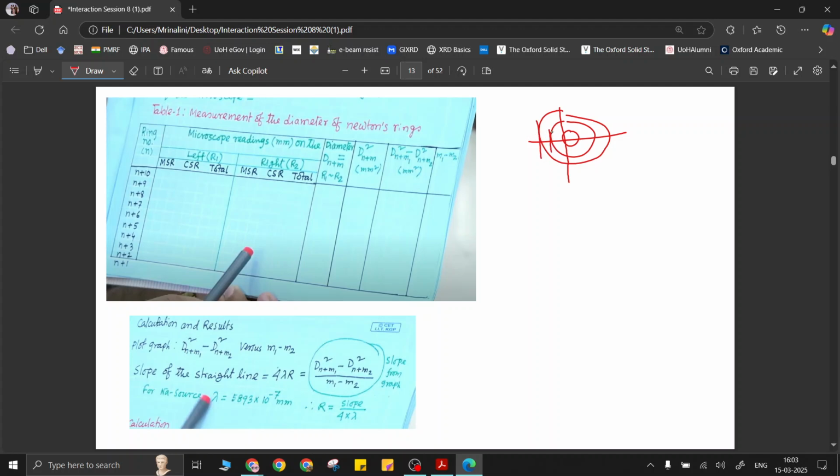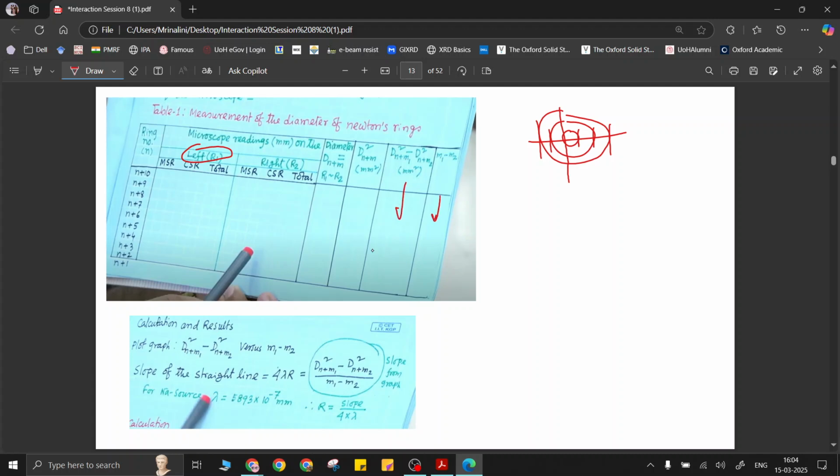So this is what we mean by left. We are taking the left reading, which means we are keeping our cross wires at the left edges of these circles, and then we'll move it to the right edges of these circles and note down the reading. After that we'll take R1 minus R2 by subtracting these values and taking the square of them, the diameters. So we'll get these readings.